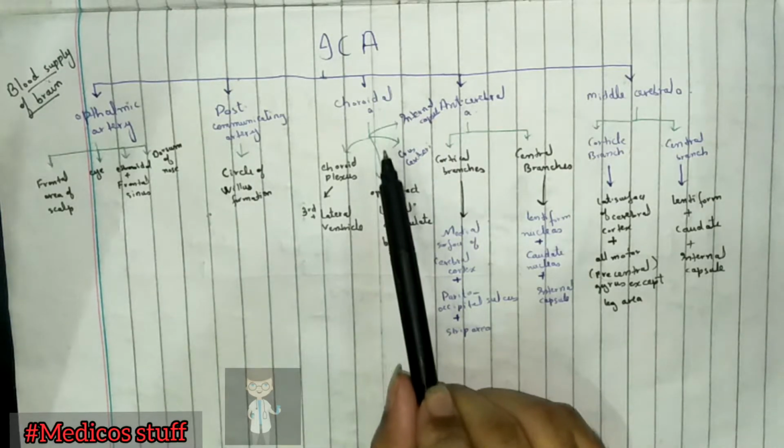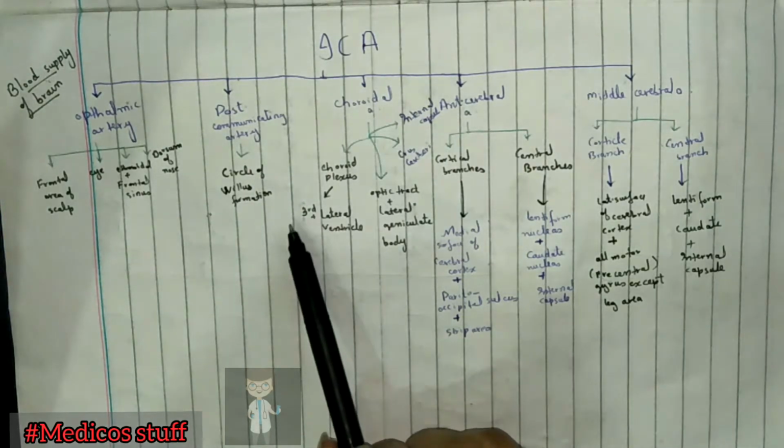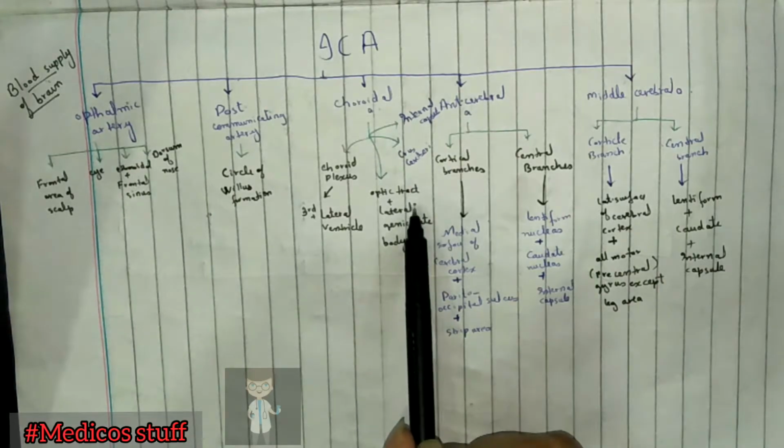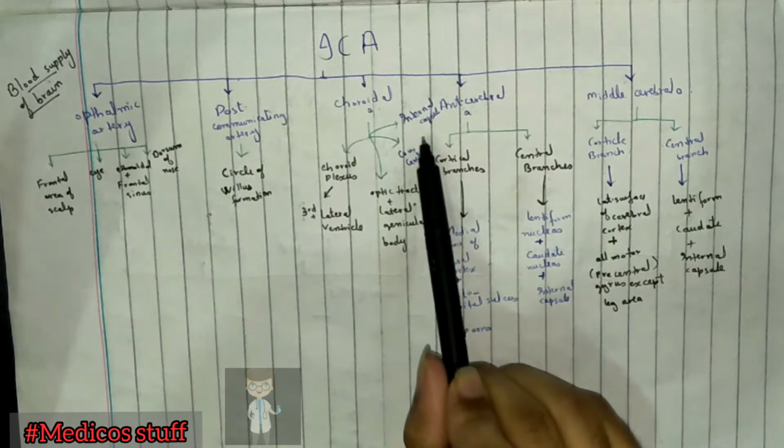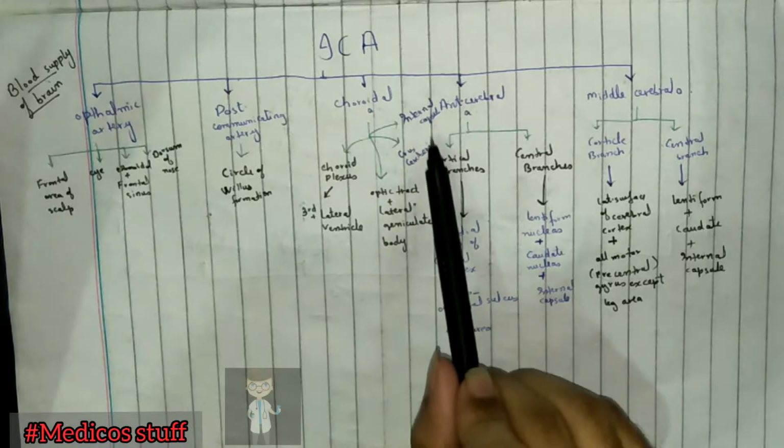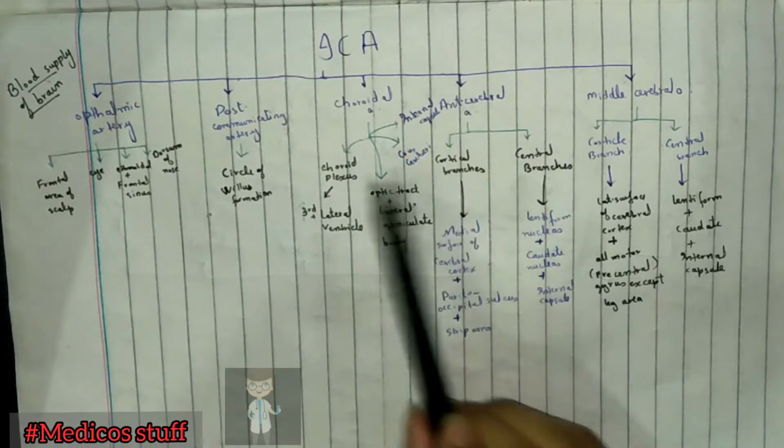Then the choroidal artery. The choroidal artery supplies the choroid plexus of the third and lateral ventricle, also the optic tract, lateral geniculate body, internal capsule, and crus cerebri. So these four specific areas of the brain are supplied by the choroidal artery.